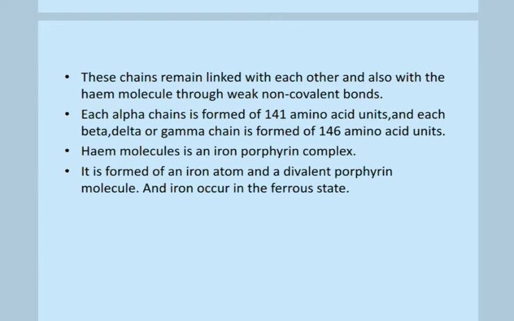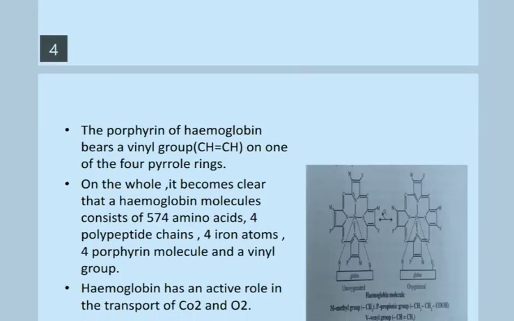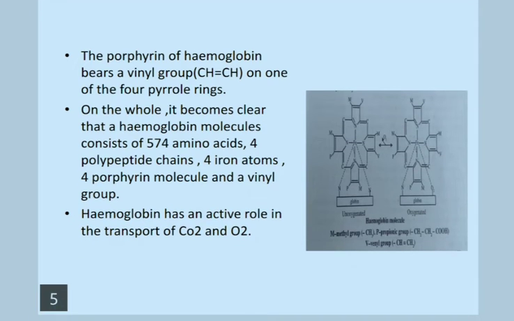Heme molecule is an iron porphyrin complex. It is formed of an iron atom and a divalent porphyrin molecule. The porphyrin unit is a tetrapyrrole ring. It is formed of a four-pyrrole ring with a centrally located ferrous atom. The porphyrin of hemoglobin bears a vinyl group on one of the four pyrrole rings.